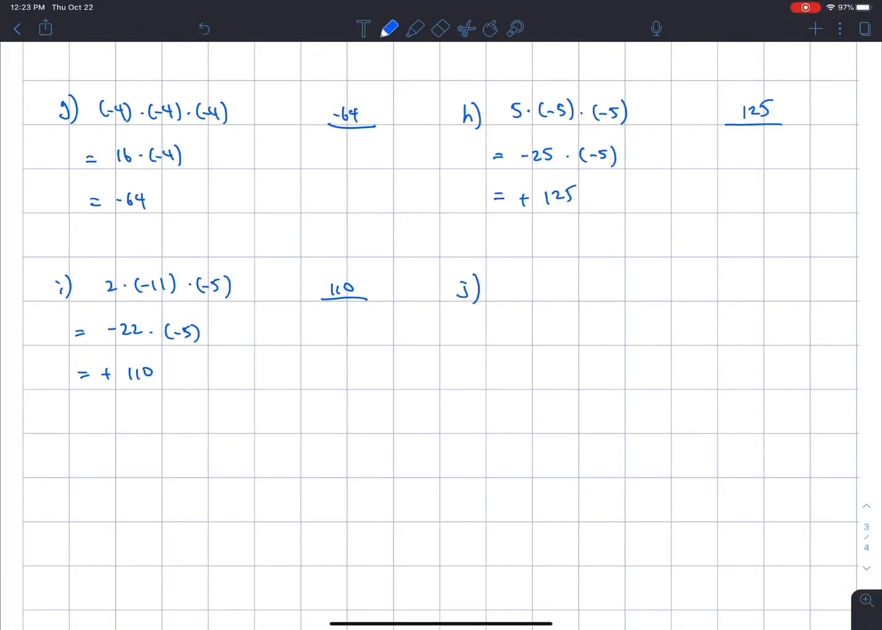J. -3 times 12 times -4. -3 times 12 is -36. Negative times positive is negative. And then negative times negative is positive. 36 times 4 is 144. So our final answer is 144.